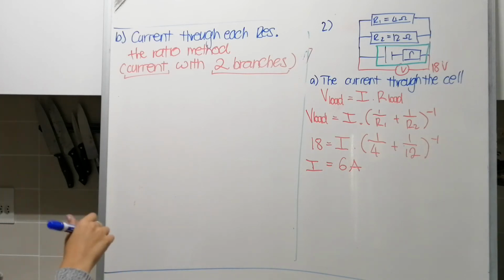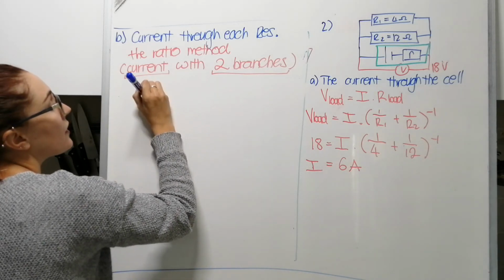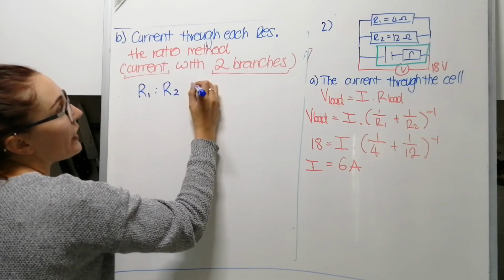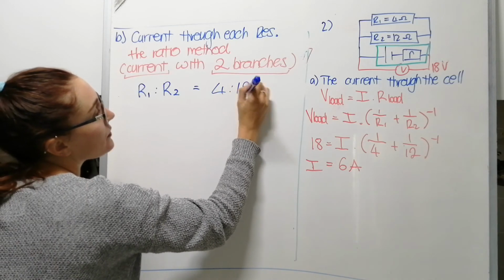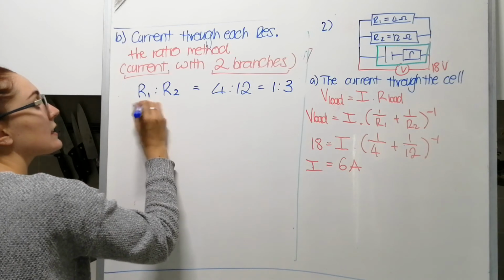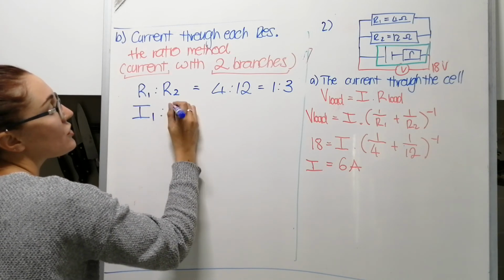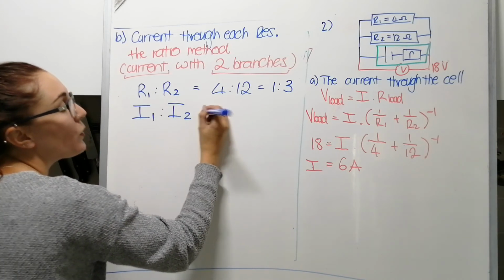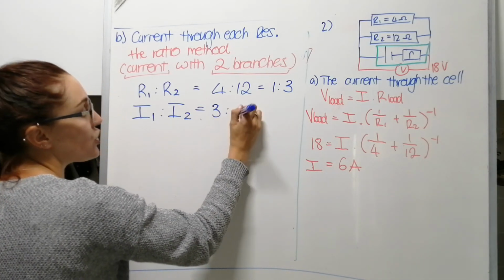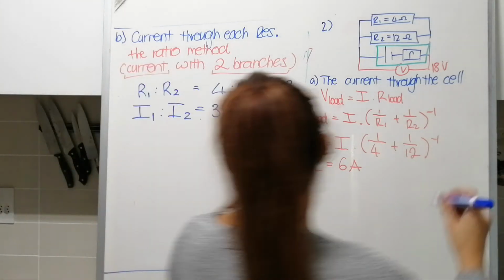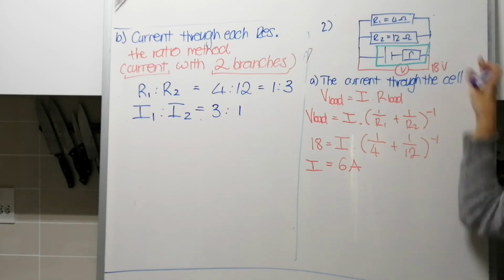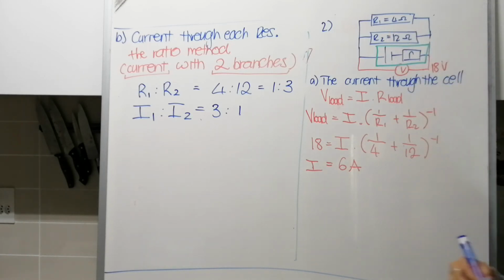So this basically means that if the resistance of R1 to R2, that ratio is 4:12, which we can simplify to 1:3, then the current in branch 1 to the current in branch 2 will be the other way around, inverse, and will equal 3:1. So for every 3 amps that go up branch 1, 1 amp will go down into branch 2. So this is what we're using.